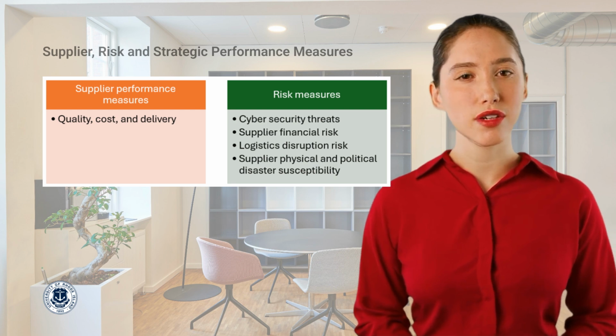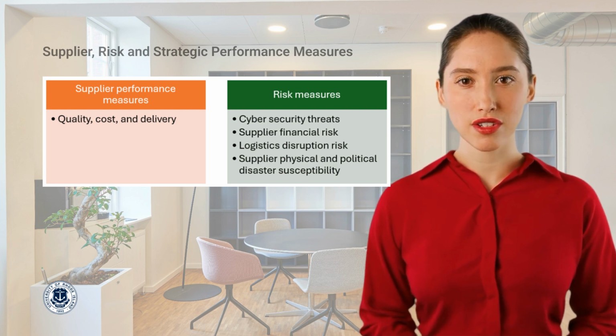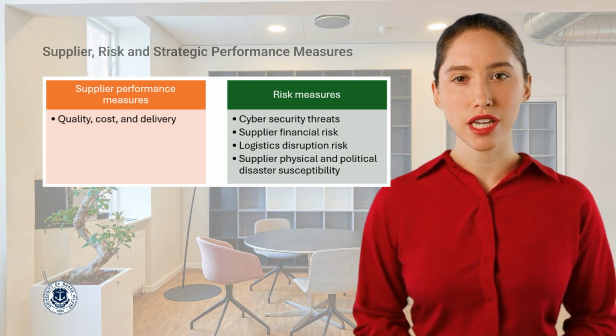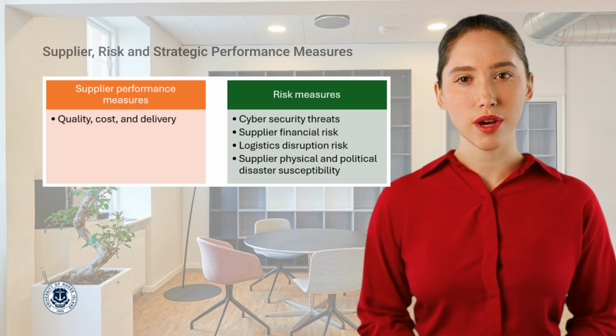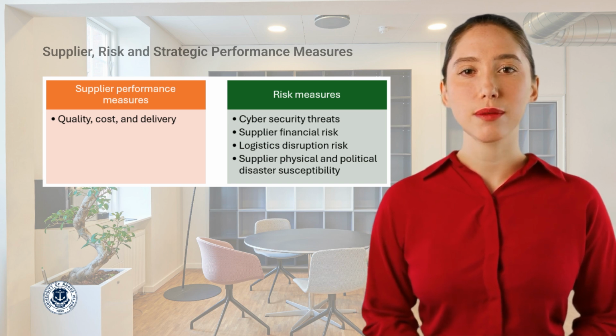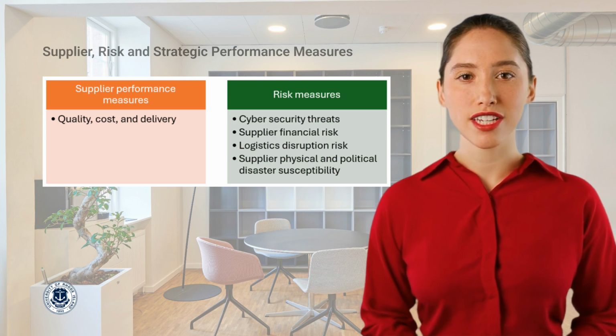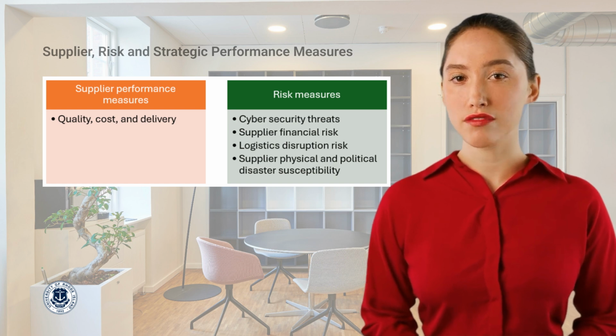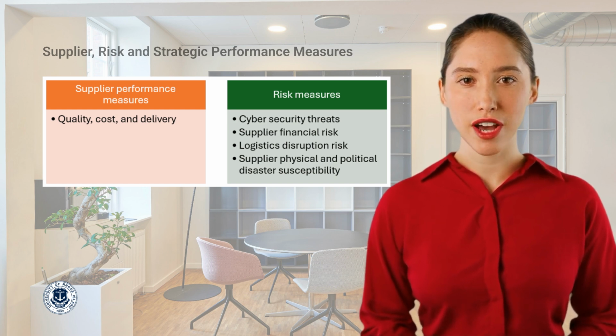Companies also monitor logistics disruption risks, such as transportation delays, port congestion, or infrastructure failures that could interrupt the movement of goods. Finally, organizations assess supplier exposure to physical and political disasters, including natural disasters, geopolitical instability, or regulatory changes that could affect production or distribution.